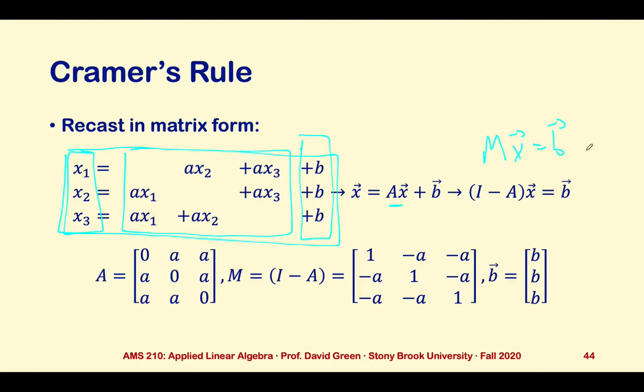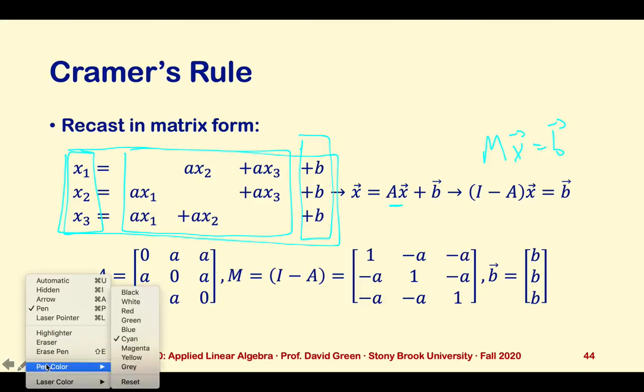We need to have a system in this form for any of our solution approaches to work. We need to do this in order to use Gaussian elimination or LU decomposition. We need to have our system in this form to use the matrix inverse. We need to have our system in this form to use Cramer's rule.